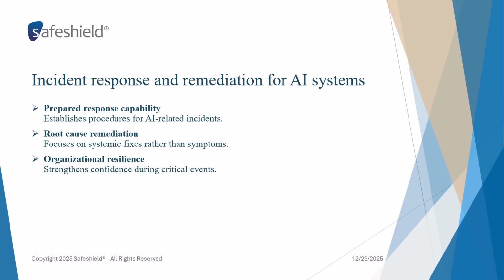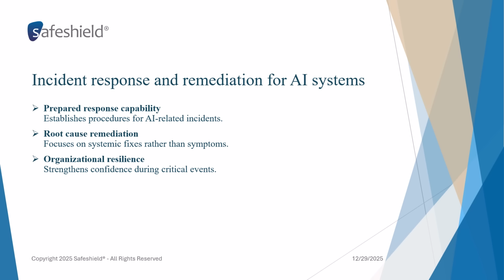Technical analysis may involve examining data pipelines, model behavior, or system interactions, while organizational analysis may address governance gaps, oversight failures, or process weaknesses. Remediation focuses on addressing underlying causes rather than applying temporary fixes. Corrective actions may include model retraining, data correction, changes to deployment conditions, enhancements to human oversight, or revisions to policies and controls. Remediation actions should be documented, reviewed, and approved through governance processes to ensure accountability.